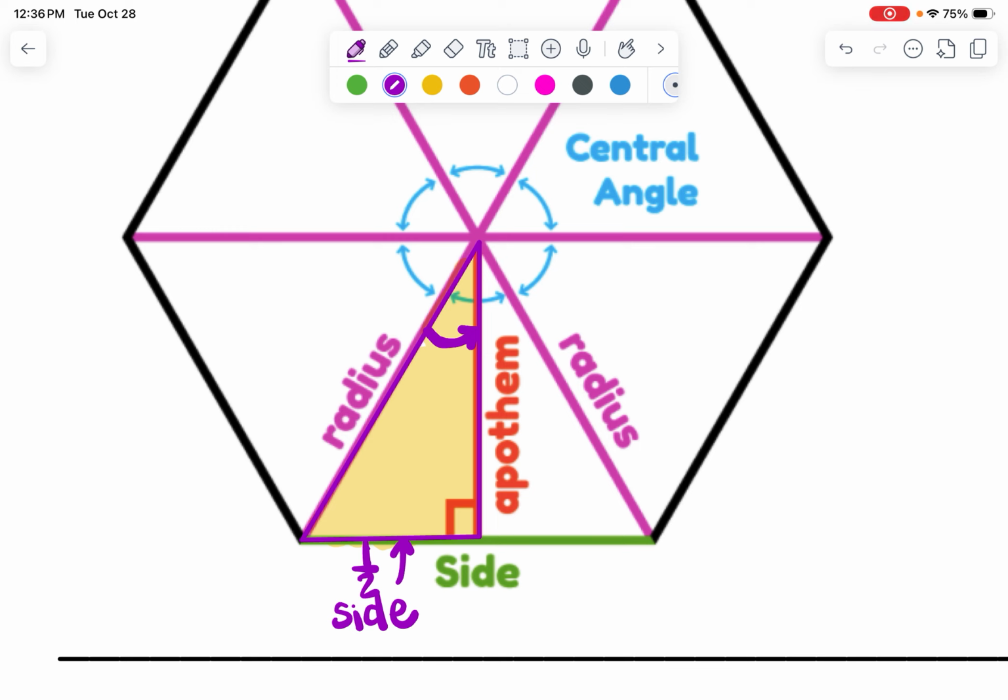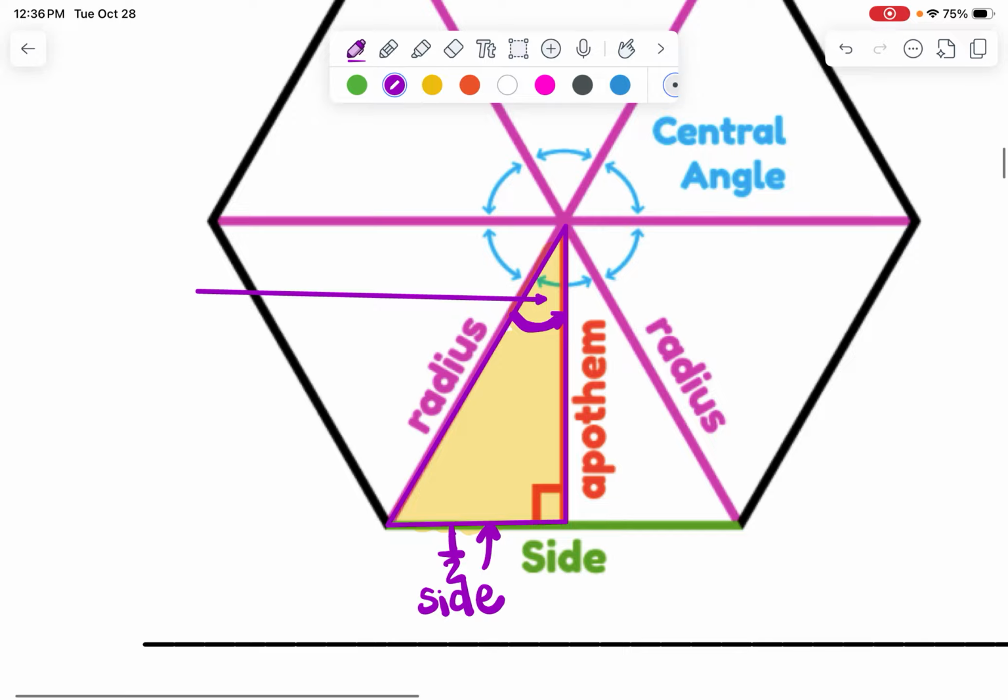No, right? Because the central angle goes from radius to radius. So this whole thing is a central angle. So the angle inside of my right triangle that I've highlighted is only half of a central angle. So when I want to find this, I'm going to draw a little line to it. If I want to find this angle right here, it's half of a central angle.